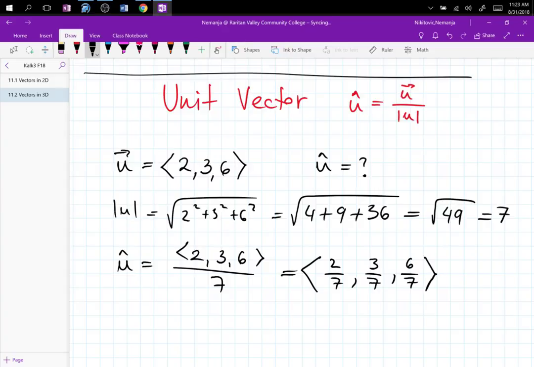This is your unit vector, which means magnitude is 1. You can check, square each one of these and add them. You will get 49 over 49, and that's 1.